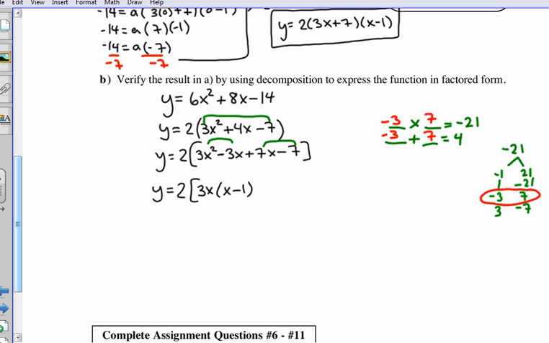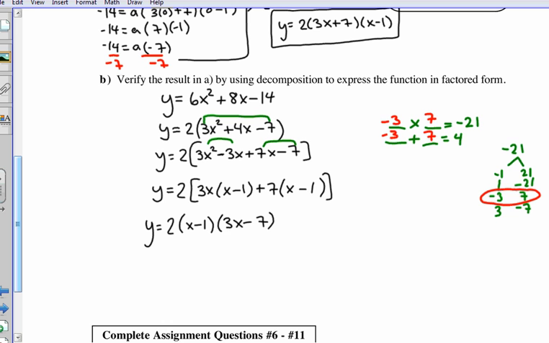The next two, what can we divide 7x and negative 7 by? We can divide them both by 7. So we're going to factor 7 out. So divide each by 7. We're left with x minus 1. Okay, so one more step. We still have this 2 out in front. And we have an x minus 1 in common, so we're going to factor that out. We're left with 3x minus 7.